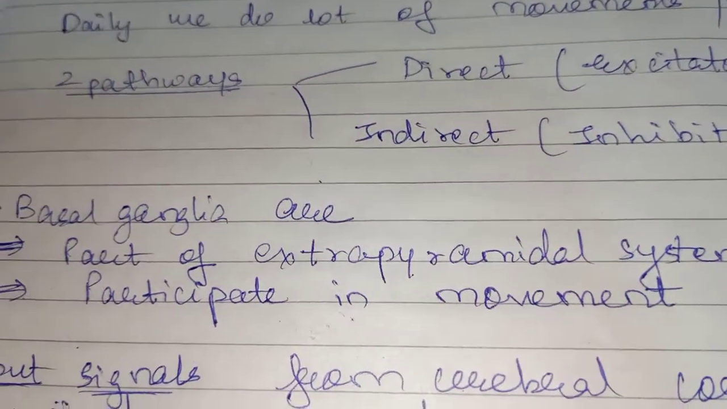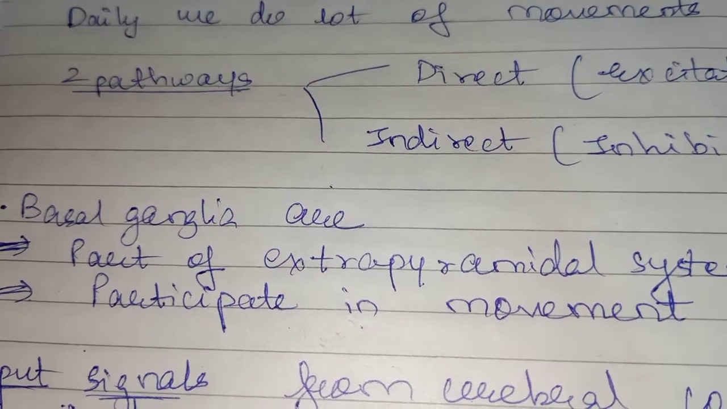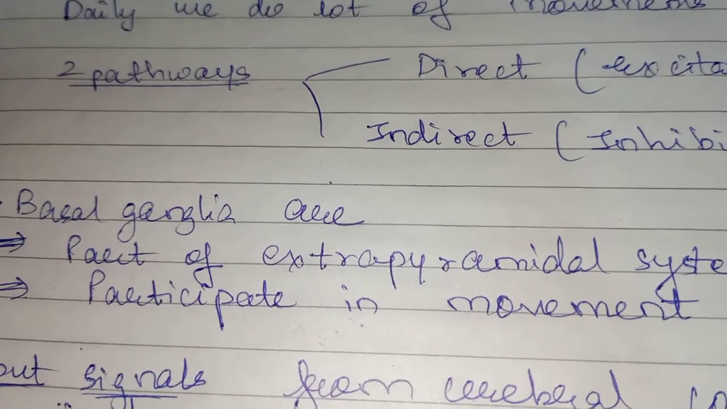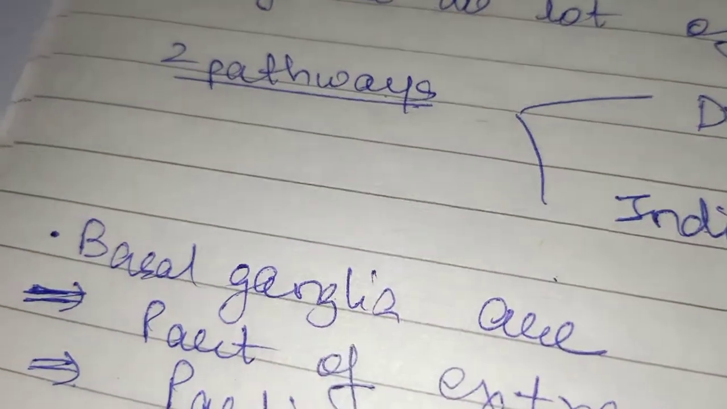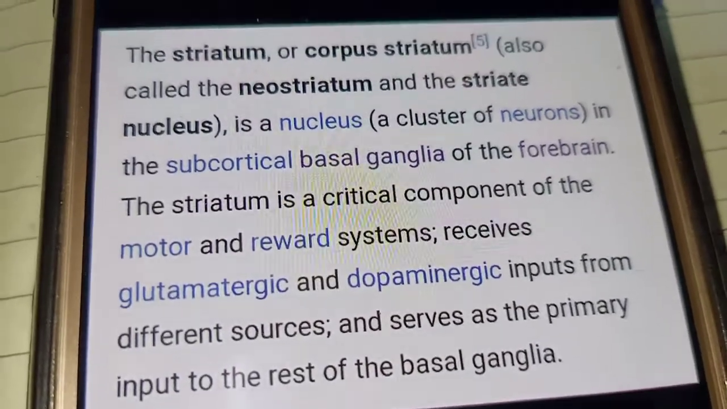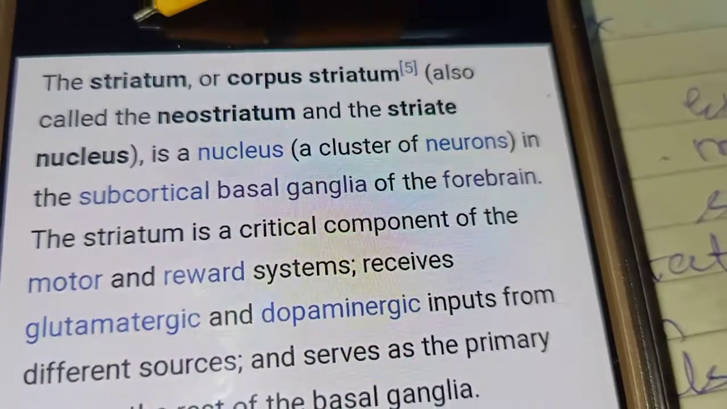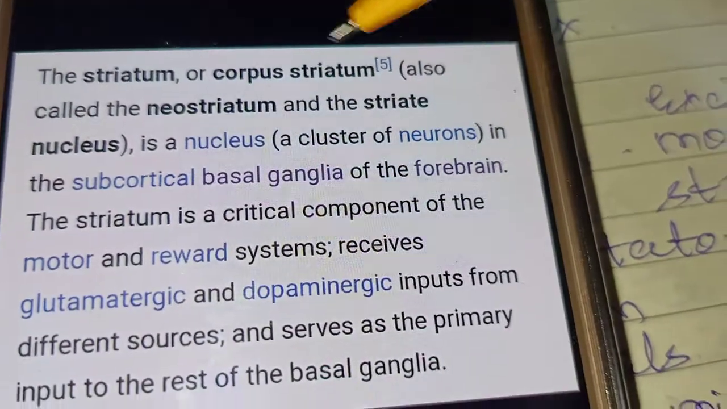Okay, now we'll proceed further. First we will see about the striatum. What is the striatum or corpus striatum? This is one of the components of the basal ganglia.